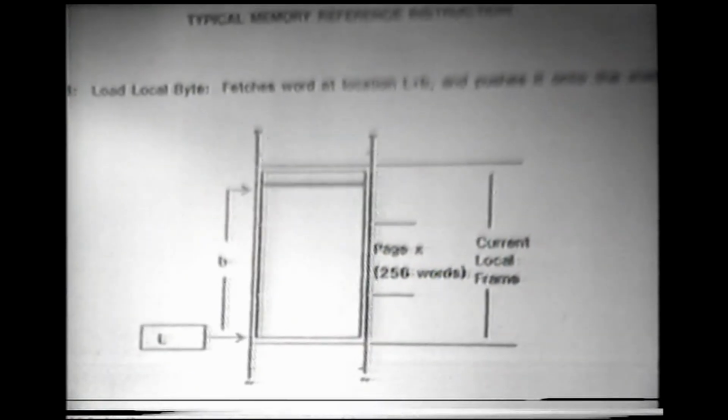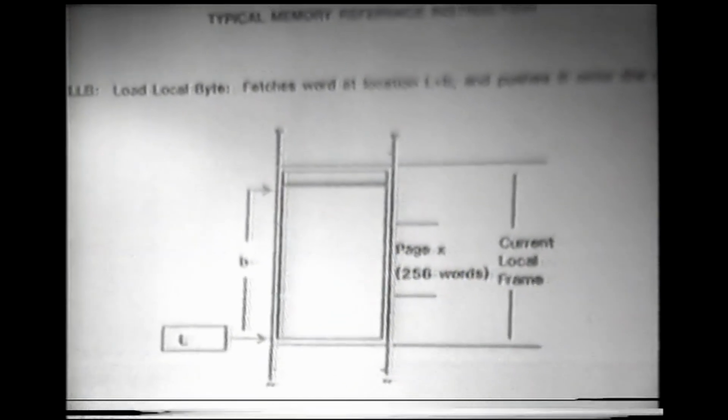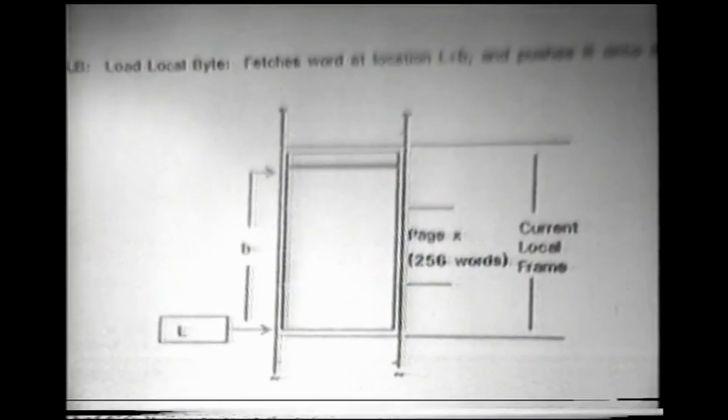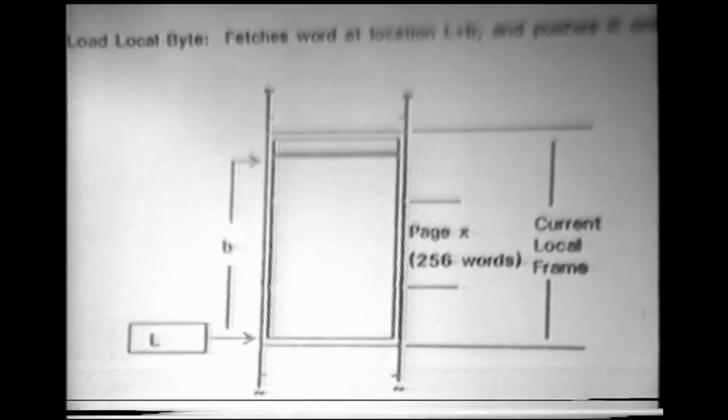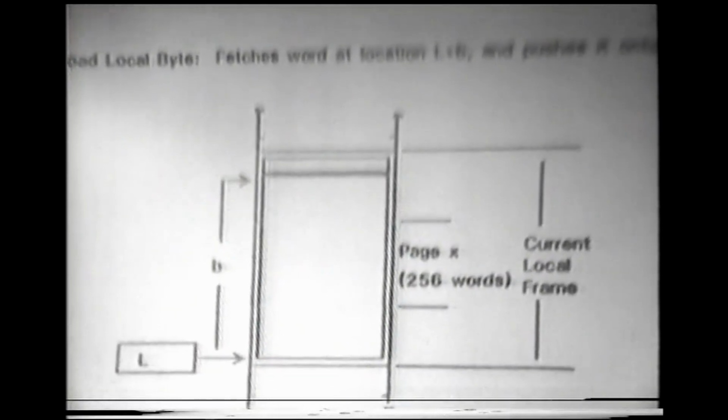And the basic idea in LLB is that the thing there is the memory, okay? And the L register points to the base of the current local frame, which is some size, and within that it may be smaller or larger than a 256-word page. It does not have to lie on page boundaries or anything. Given a quantity B, which is an 8-bit quantity and therefore can address up to 256 locations relative to the L register.